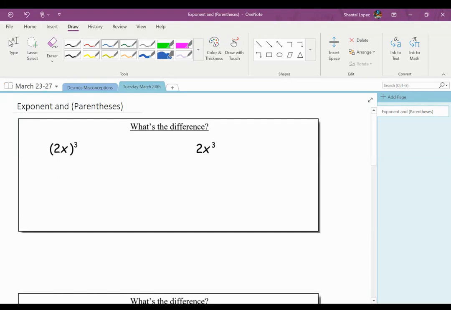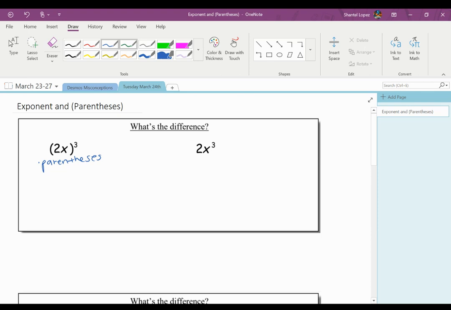Hi guys, so today we're going to continue with exponents, but this time we're going to add parentheses. So if we look at our first problem here, it says, what's the difference? Obviously one has parentheses and one doesn't. So underneath the one that does have parentheses, I'm going to write the word parentheses. What else is different? What else can you tell that's different?